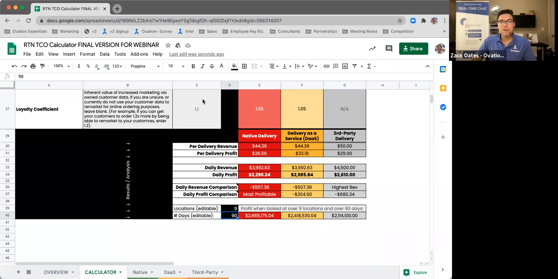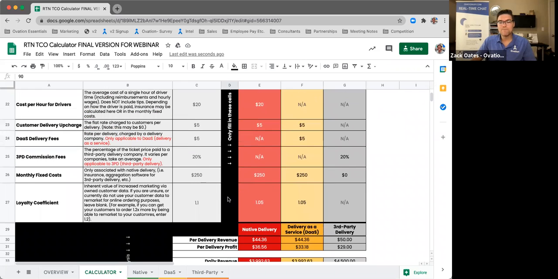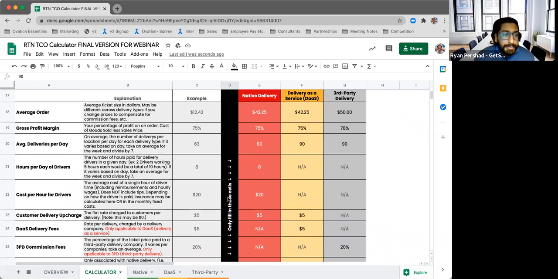Anything else, Ryan, that you want to mention about either the results here or the calculator inputs on the calculator tab? No, I think we try to not be as broad, but I would say encompassing, right? So that as many people could use the calculator as possible.